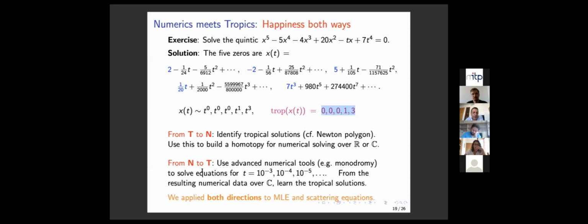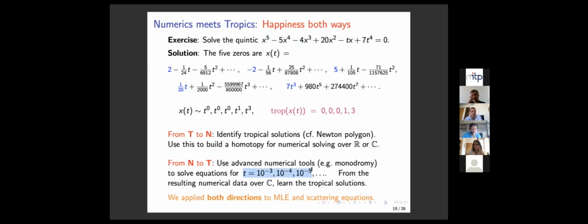But it works the other way around, right? There's also from n to t. So suppose this is not one simple equation. Suppose this is a very large system, and suppose we have no access to the combinatorial information. We cannot get the combinatorial information. But suppose we can solve numerically. Well, then we can use numerical tools, such as the monodromy loops I described, to solve the equations for smaller and smaller values of t.